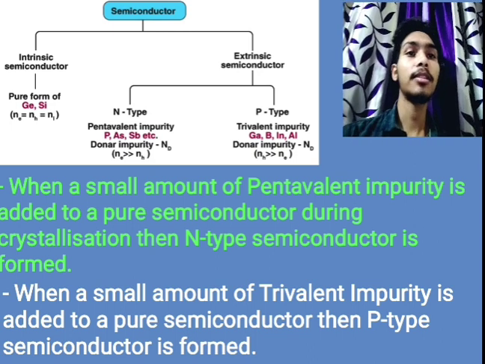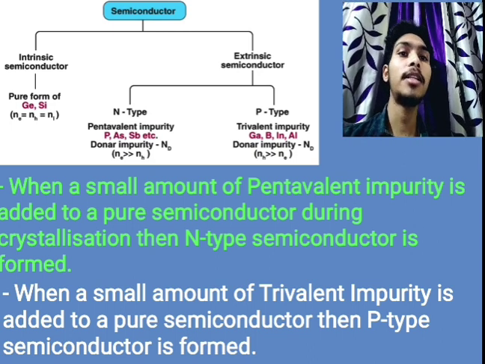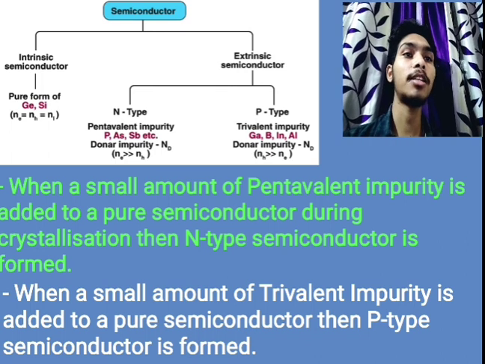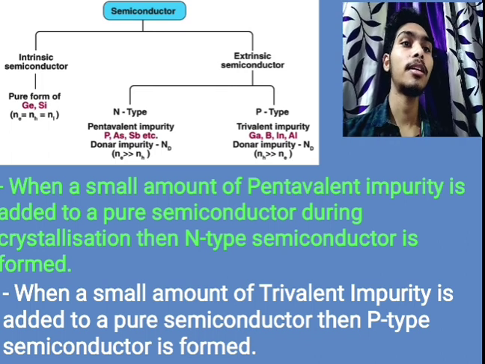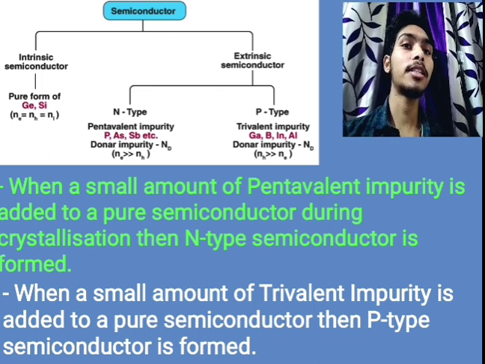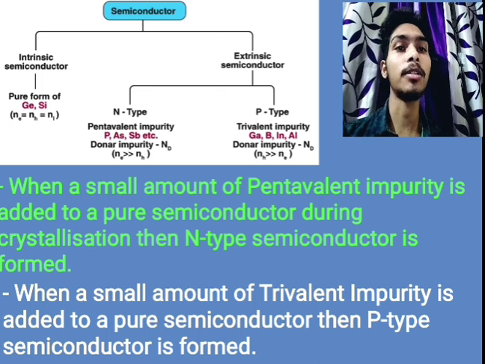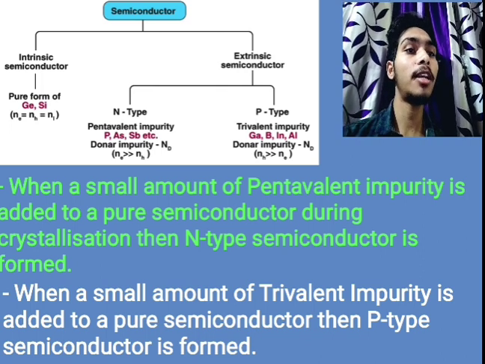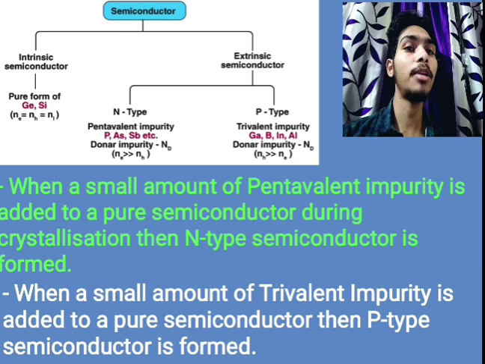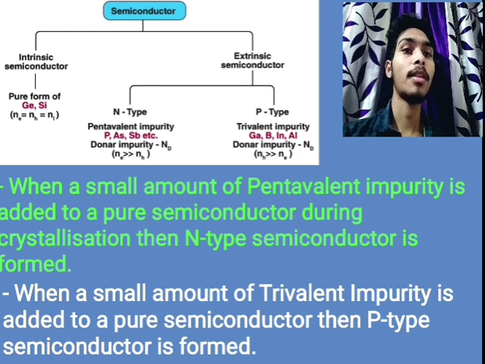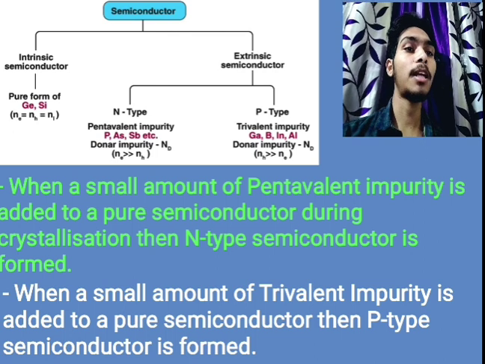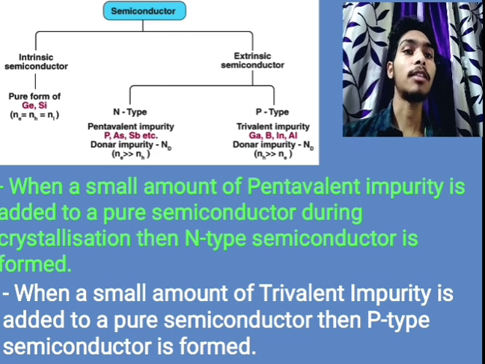So this is again the classification of semiconductors. Intrinsic semiconductor is the pure form of silicon or germanium, which we are not going to discuss again. Our concern right now is extrinsic semiconductors, n type and p type. N type means we add a pentavalent impurity. When a small amount of pentavalent impurity is added to a pure semiconductor during crystallization, then an n type semiconductor is formed. Examples of pentavalent impurity are phosphorus, arsenic, antimony, etc.